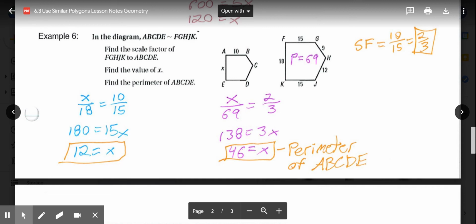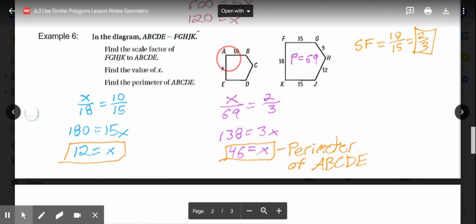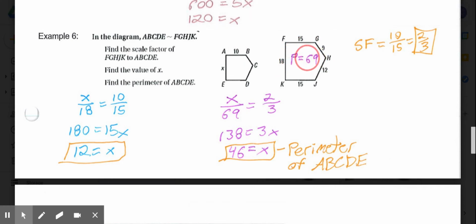Then we're going to use that information to help us come up with this perimeter piece. Knowing x is 12, we only have two sides on this one, so I can't figure out my whole perimeter. I have all the sides on this one. So when I add those up, I know that perimeter is 69.